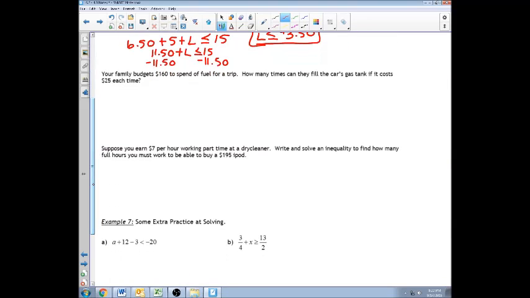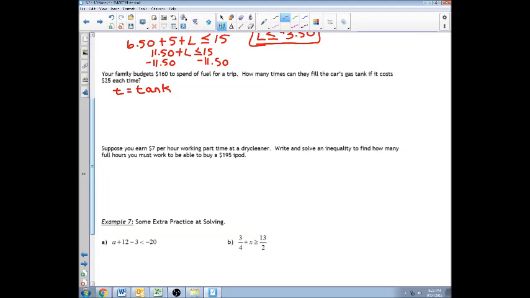Okay? Your family budgets $160 to spend on fuel for a trip. How many times can they fill a car's gas tank if it costs $25 each time? Well, let's think about what our variable could be here. It could be filling the gas tank or tanks of gas, right?